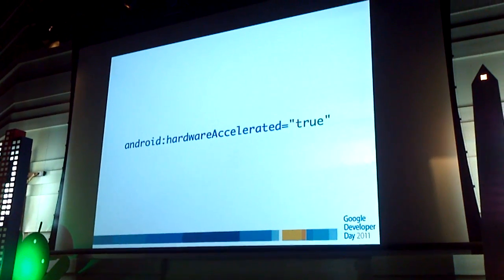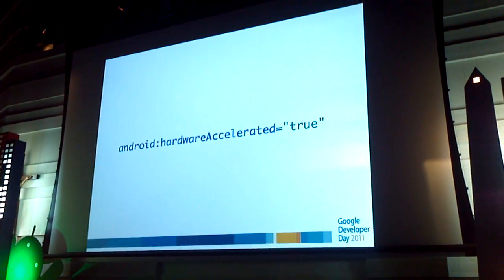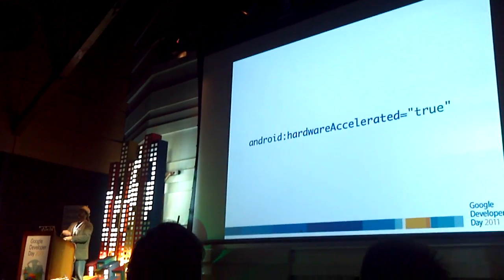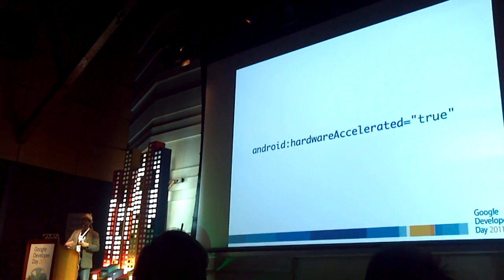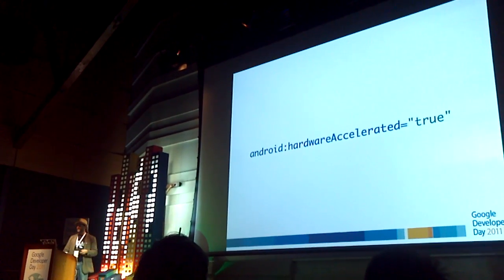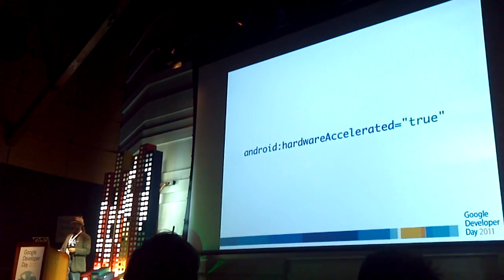And you're going to want to do this because the next generation of Android phones is going to require it for decent performance, because they're going up to higher and higher densities on the screen with higher resolution graphics. And if you don't turn this on, your application is going to run very, very slowly.